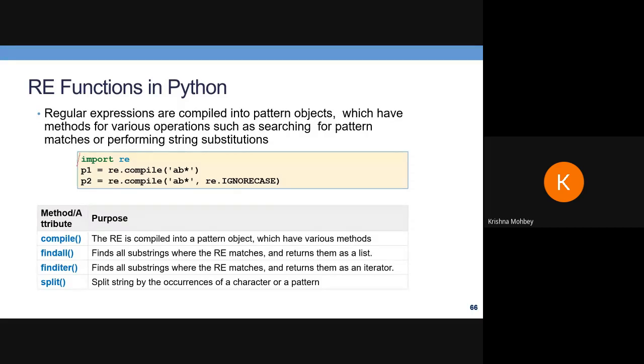So how can we do it? See here, first we have to import the re module, then re.compile with any of the patterns we want to give, like ab*. So zero or more occurrences of b will match. And we are using ignore case here, so either a small letter or a capital letter. We have these four functions: compile, findall, finditer, and split.